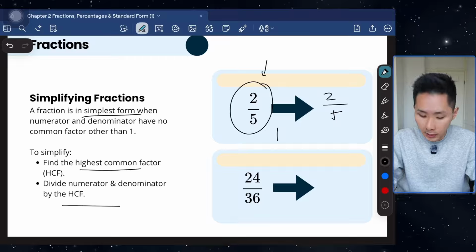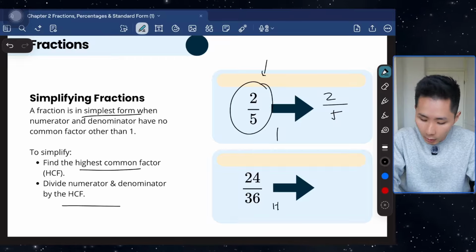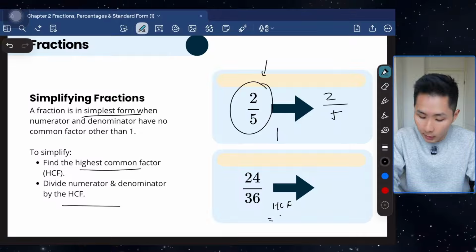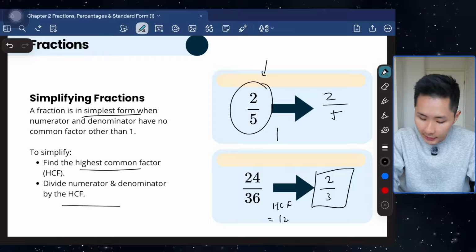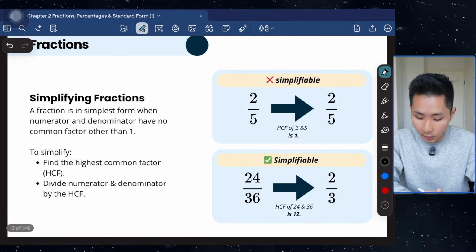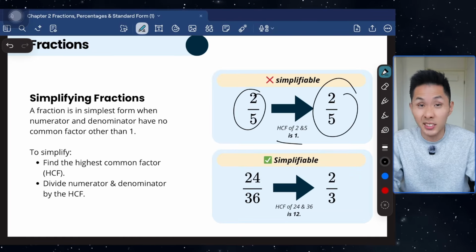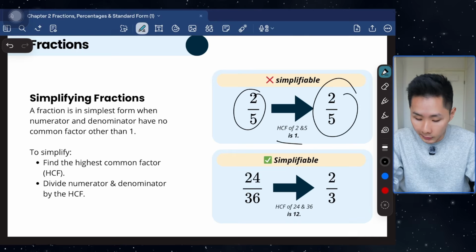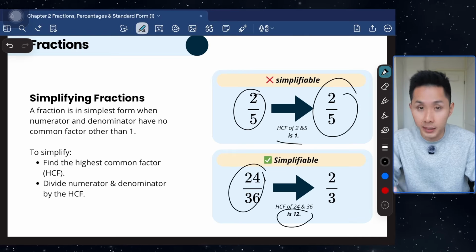On the other hand, if you were to simplify 24 over 36, we know that the HCF of both numbers is 12. So if you divide both numbers by 12, you get 2 over 3. And that's when you get the simplest form of this fraction. So if you look at it again, the HCF is 1. Therefore, we say they are not simplifiable. They are already in their simplest form. Whereas this is simplifiable because the HCF is more than 1.